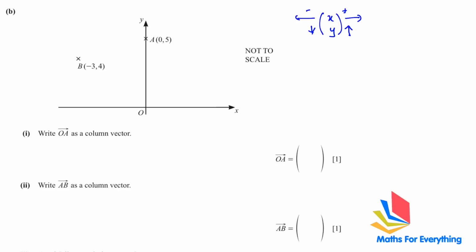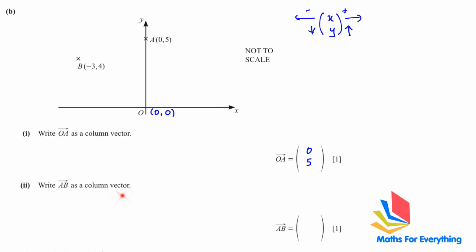So you can see from O to A. What is the point O? It's the origin, it's 0, 0. And we are just moving up. So there's a change in your y. The x is not changing. So the column vector is 0, 5.